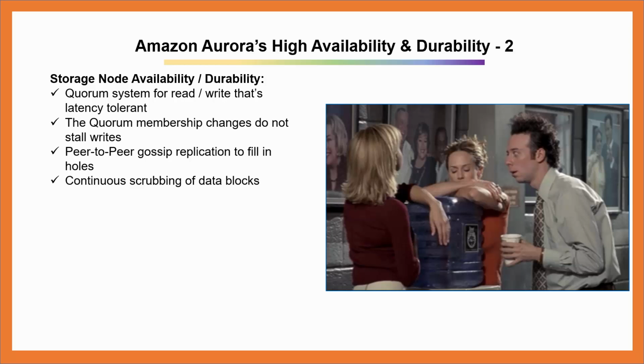Amazon Aurora has continuous scrubbing of data blocks. Data scrubbing is an error correction technique that uses a background task to periodically inspect main memory or storage for errors, then correct the detected errors using redundant data in the form of checksums. This reduces the likelihood that a single correctable error will accumulate.